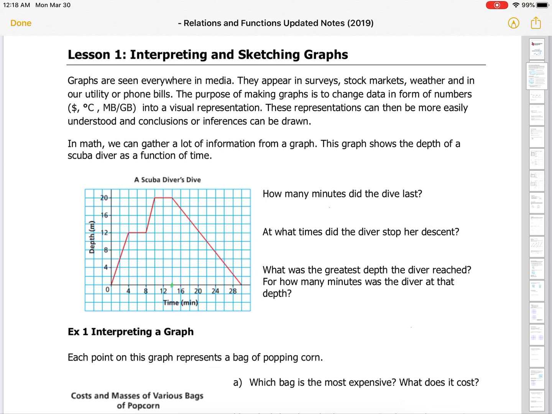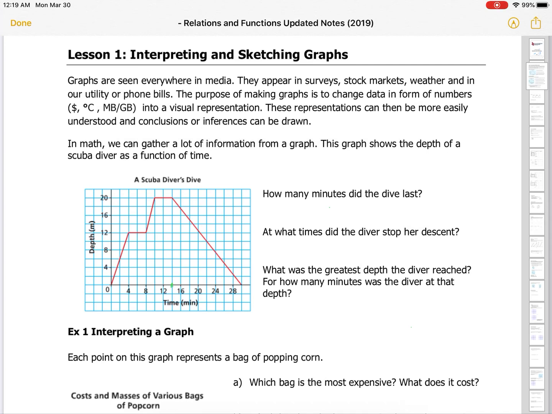Let's start. So we're talking about interpreting and sketching graphs. Graphs are seen everywhere in media. They appear in surveys, stock markets, weather, in our utility or phone bills. The purpose of making graphs is to change data that we see in the form of numbers. You might see a table of numbers comparing money and temperature to time, and we want to put it in a visual representation.